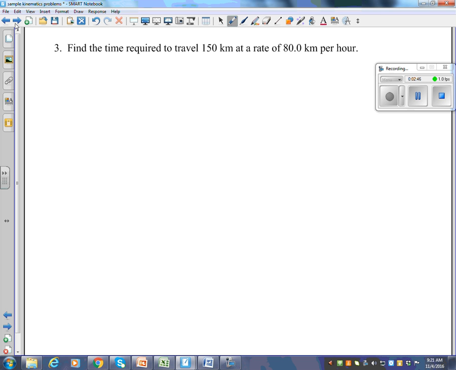Oh, yeah, I know. Find the time required to travel 150 kilometers at a rate of 80 kilometers per hour. So this is my distance. This is my velocity. It'd be an hour and something. V equals d over t. Units are important. You got to look at the units and see if they're matching. This is kilometers. This is kilometers per hour. So as long as those are matching, you're okay, right?